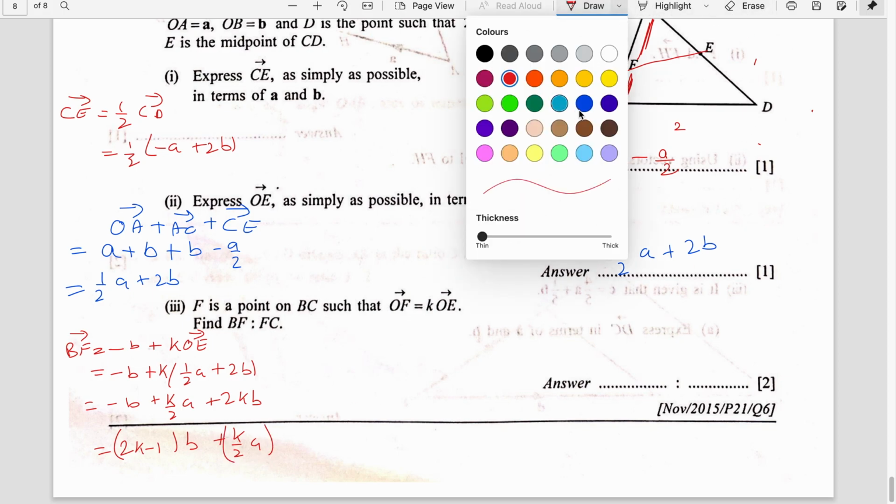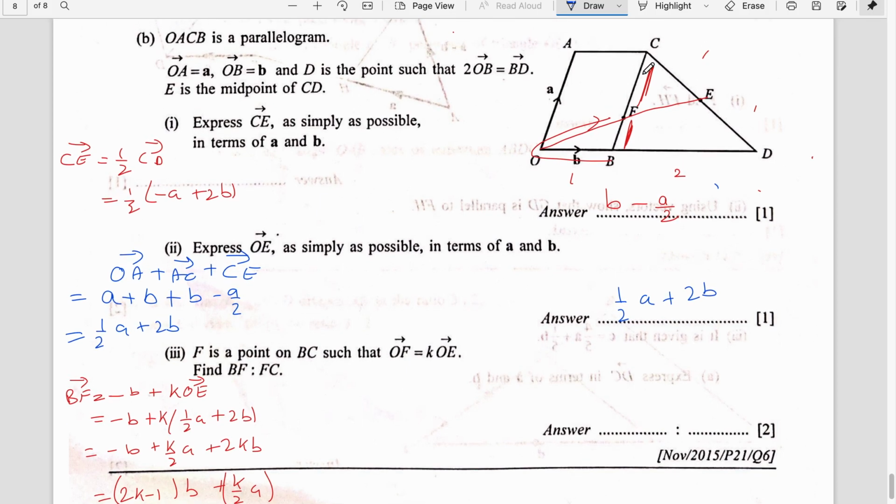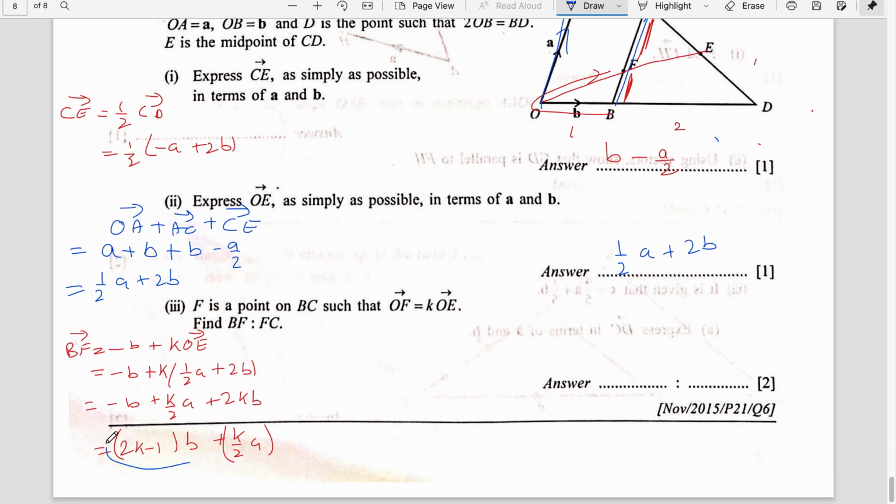Now please notice that BF is perfectly parallel to this vector A. That means there's no part of vector B. So the coefficient of vector B right here should be equal to 0. 2K minus 1 times B is equal to 0B. So 2K minus 1 is equal to 0, K is equal to 1 by 2. So when you know K is 1 by 2, you place this K 1 by 2 here and you get 1 by 4 of A.